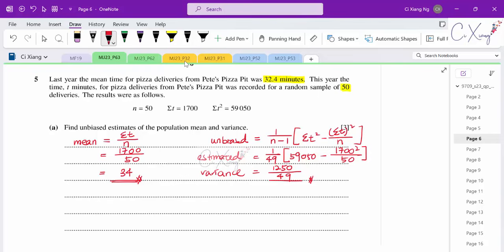For me personally, I would prefer to keep the unbiased estimated variance in fraction form. If you press the calculator, this is a long decimal number. I believe that in part B later, I might want to use this value. So to keep it as original as possible, usually I will keep it in fraction form. Then let's have a look at part B.